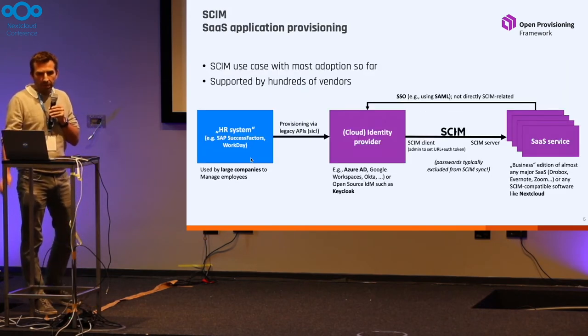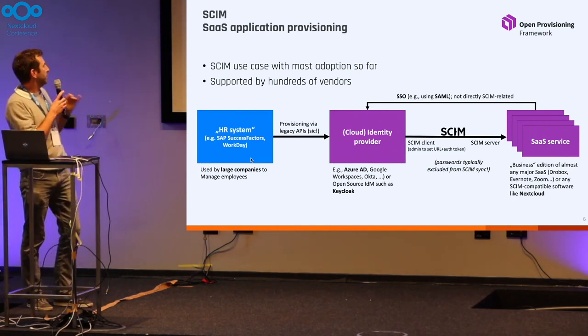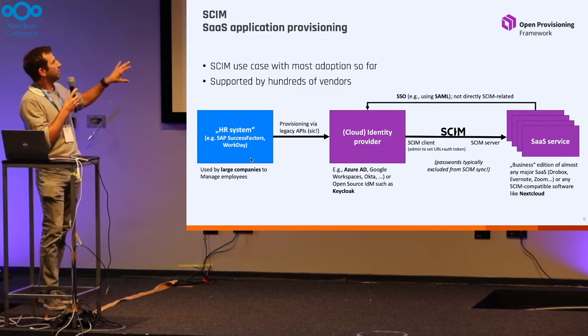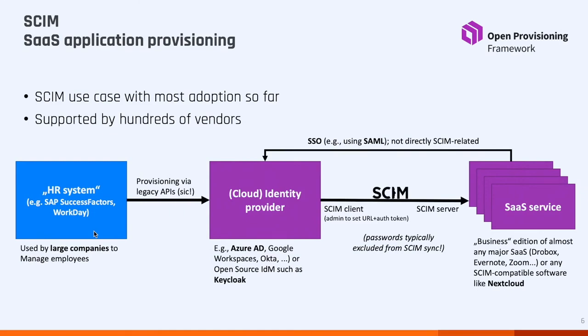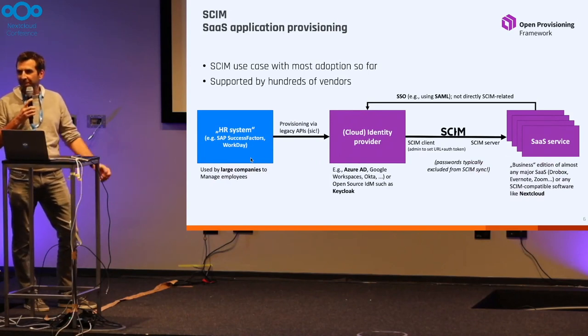And that's the example you normally have. What you can see here is that it also always starts with an HR system, for example in larger companies, which then provisions, currently still with legacy APIs, to a cloud identity provider, and that then uses SCIM to provision the users on different SaaS services here, like Dropbox, Zoom, or Nextcloud, and so on. And the authentication is still something different that can be handled by single sign-on, and so on. So yeah, that's the current status here in the project, and I can hand over to you.